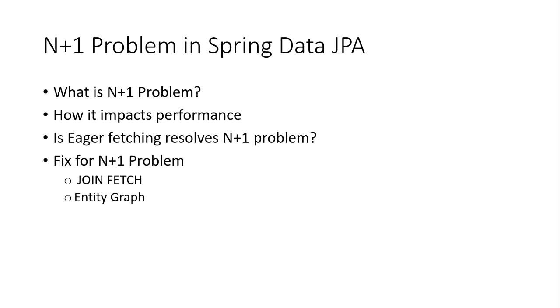In this video I'm going to discuss what exactly the N+1 problem is and how it impacts performance, and whether eager fetching really resolves the N+1 problem. And what would be the fix for this N+1 problem? Basically there are two solutions: join fetch and entity graph. I'm going to discuss these two methodologies. Without wasting time, let's jump into the coding part.